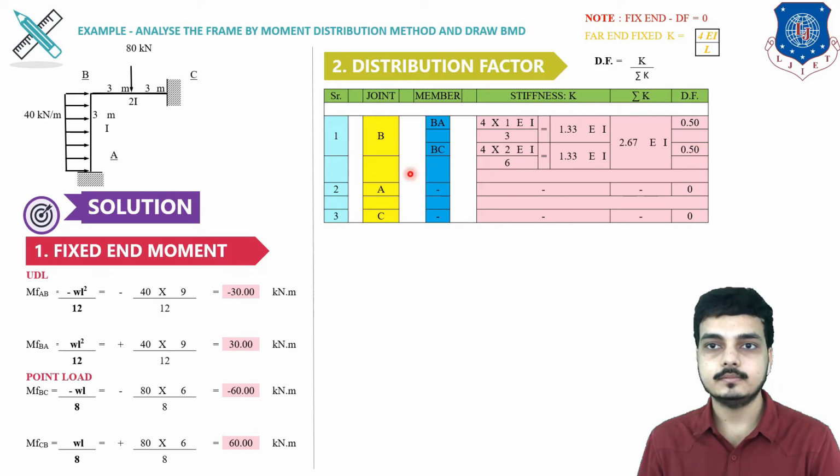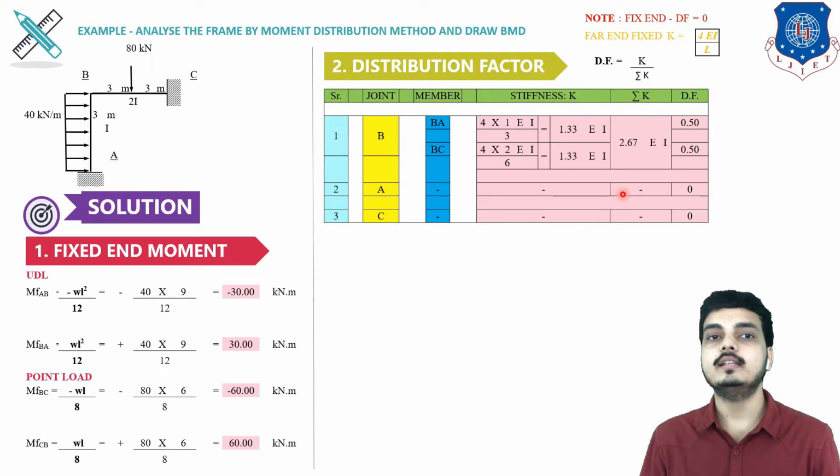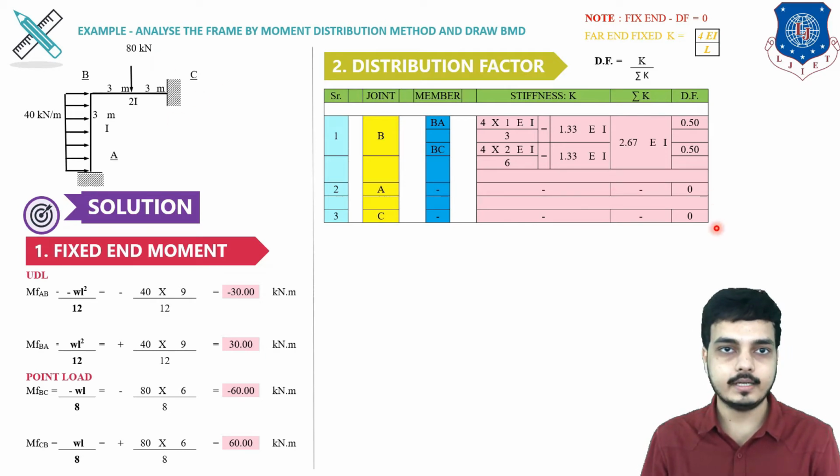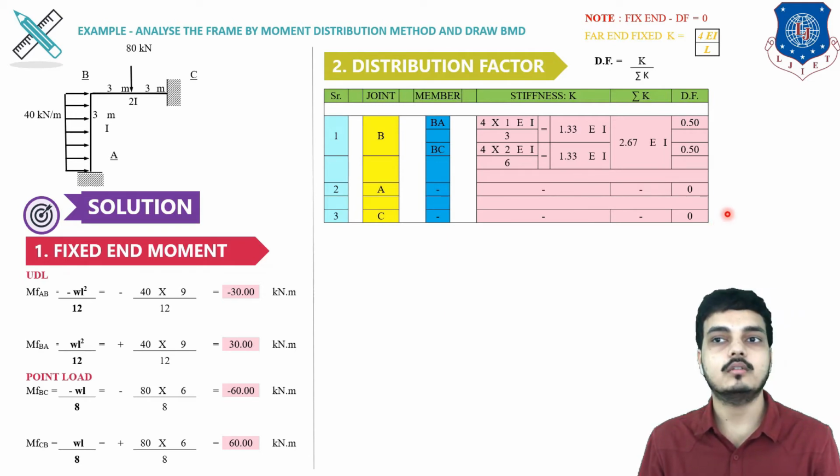So our distribution factor table is correct till now. Now for A, we have to see that the A support is a fixed support, and for a fixed end the distribution factor is 0. So directly we have to keep it as 0. Similarly for C, in the previous sum we had a simple support, so we kept 1, and if it is a fixed support, the value will be 0. So we have kept our value. This is the end of step number 2, which is the distribution factor. Now we will move ahead with step number 3, which is the moment distribution table.